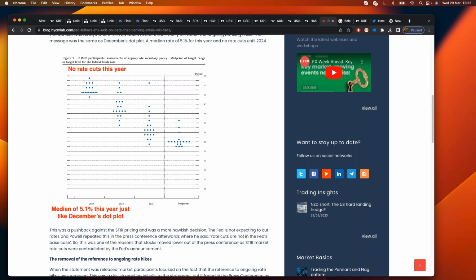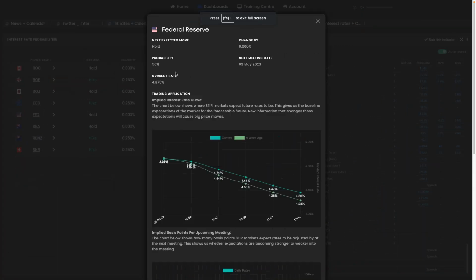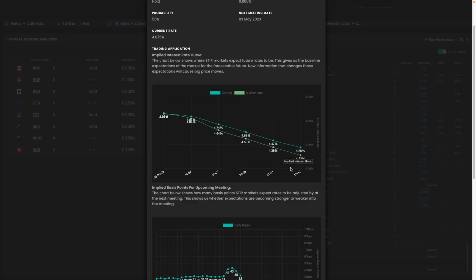Okay, but if you take a look at short-term interest rate markets, you can see that the current interest rate is 4.875%, but short-term interest rate markets are projecting 2 rate cuts by December of this year. So the first thing to be aware of is that there's a disagreement here between short-term interest rate markets and what the Federal Reserve has stated.